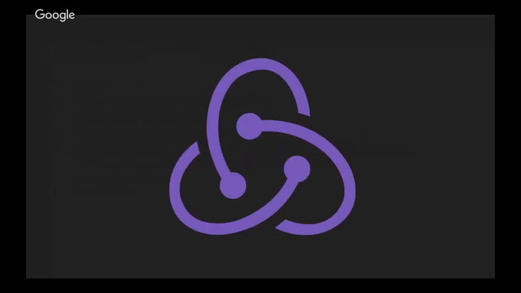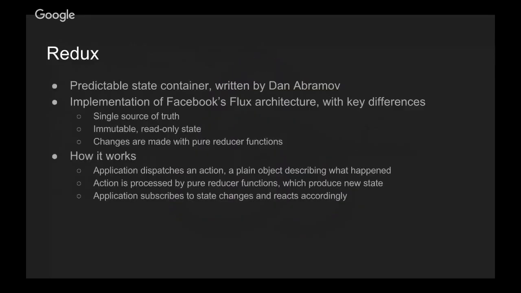So now on to Redux. Redux is a predictable state container written by a guy named Dan Abramov, who's since been hired by Facebook. And it's an implementation of Facebook's Flux architecture. That's their reference architecture for React apps. There's a couple of differences. Flux has multiple data stores. Redux has a single data store. That store contains state that's read-only. The state is never directly mutated. The only way you can change the application state is by pure reducer functions that produce new state idempotently.